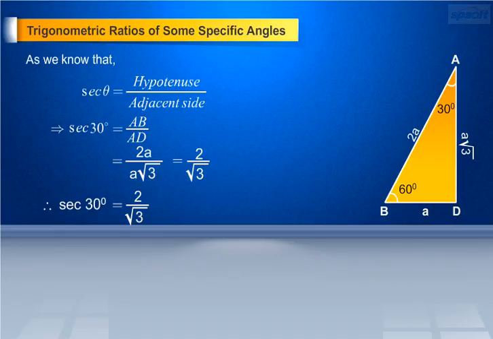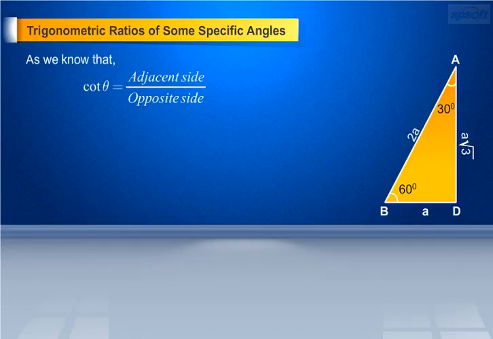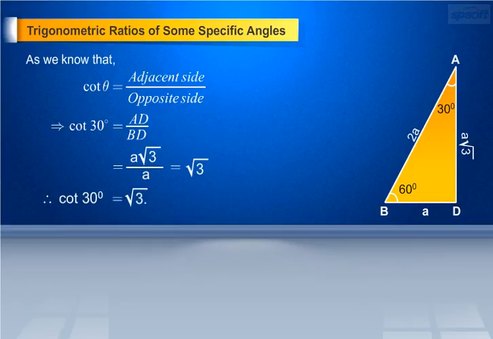Let's now find the value of cot 30 degrees. As we know that cot theta equals adjacent side by opposite side. This implies that cot 30 degrees equals AD by BD. This is equal to a root 3 by a, since AD equals a root 3, and BD equals a. This is equal to root 3. Therefore, cot 30 degrees equals root 3.